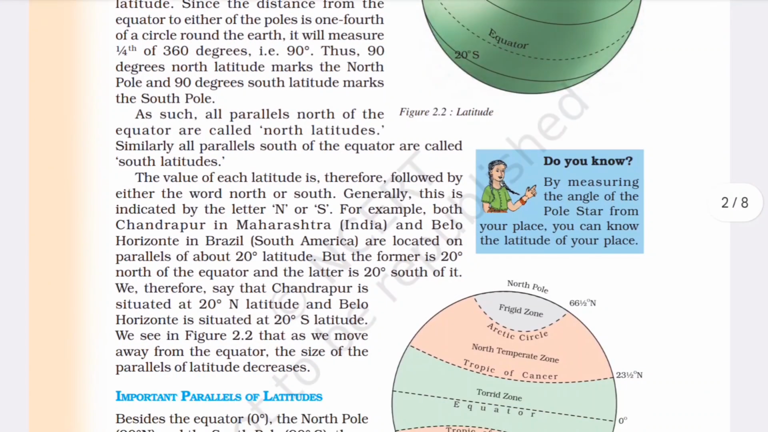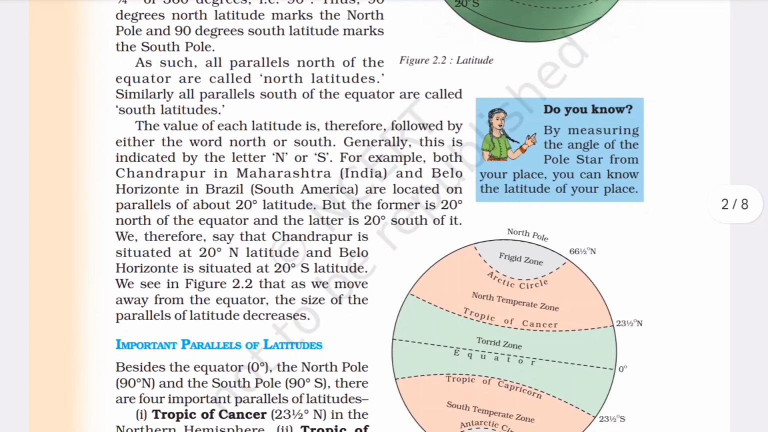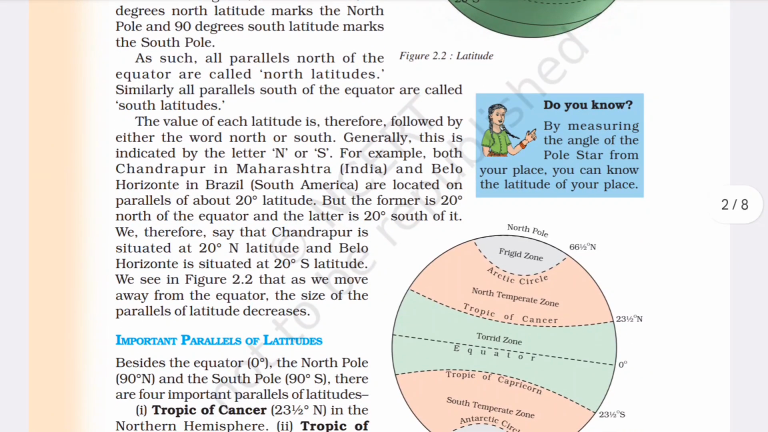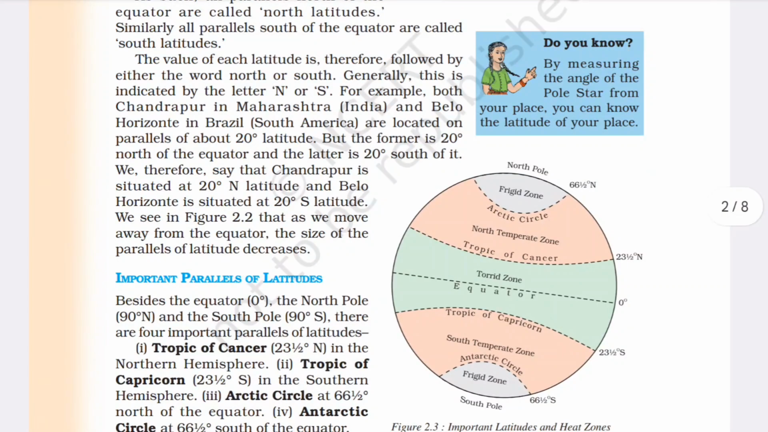For example, both Chandrapur in Maharashtra and Belem in Brazil are located on parallels of 20-degree latitude, but the former is 20 north of the equator and the latter is 20 south of it. We therefore say that Chandrapur is situated at 20-degree north latitude and Belem is situated at 20-degree south latitude. We see in figure 2.2 that as we move away from the equator, the size of the parallel of latitude decreases.